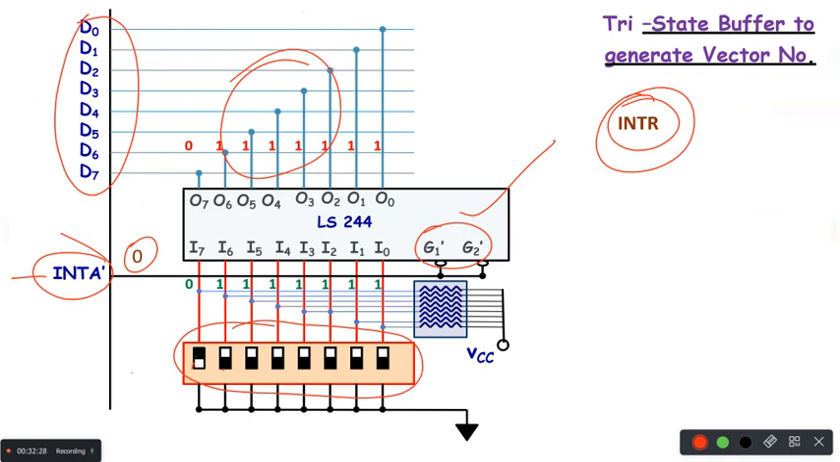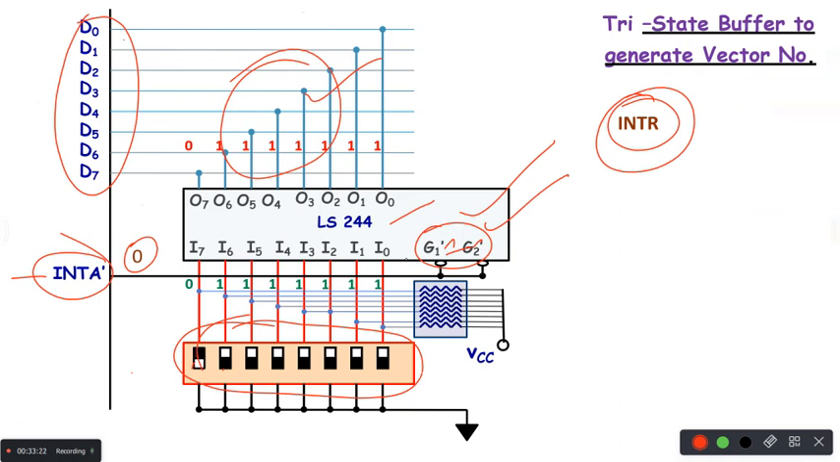I have explained how it works. When the microprocessor gets the interrupt signal, a high signal, it will generate the interrupt acknowledgement signal, which is active low. When it goes active low, this chip will get activated, and whatever data is available here will be available on your data lines D0 to D7. The microprocessor will take the data. When interrupt is not applied to the microprocessor, does this chip get activated? No, because interrupt acknowledgement will be 1, so this chip is not activated.